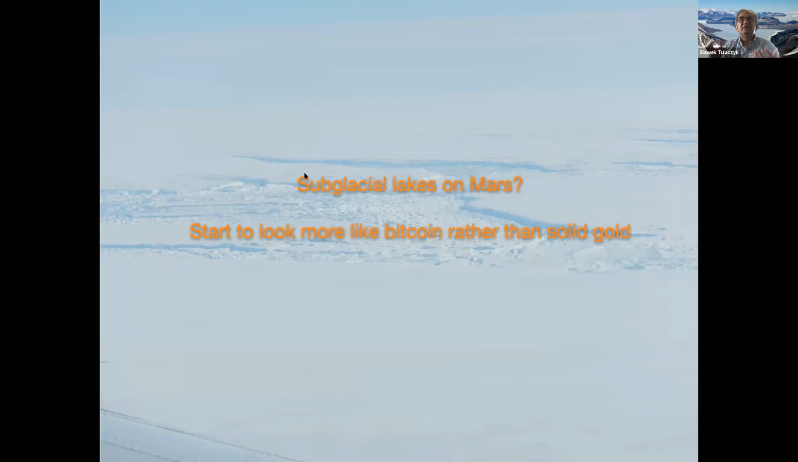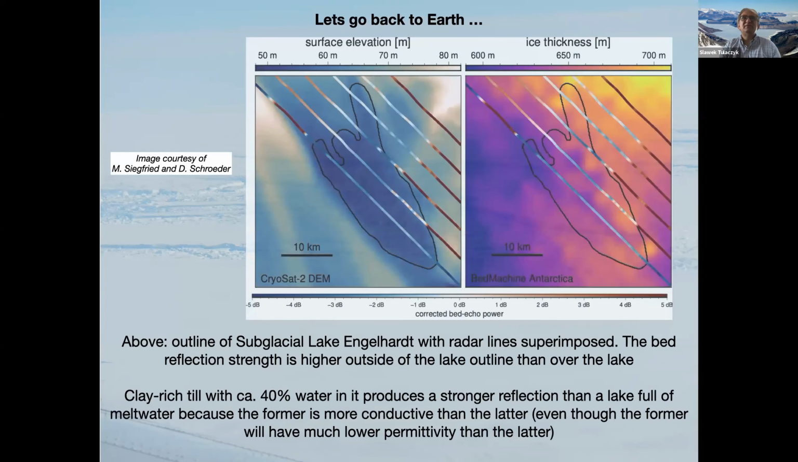Okay, subglacial lakes on Mars. To me, it starts to look more like Bitcoin rather than solid gold in terms of what's backing that interpretation. As disappointing as it is, I love subglacial lakes, and I would love for there to be subglacial lakes on Mars, but as a scientist, I'm not supposed to be guided by emotions, but by evidence.